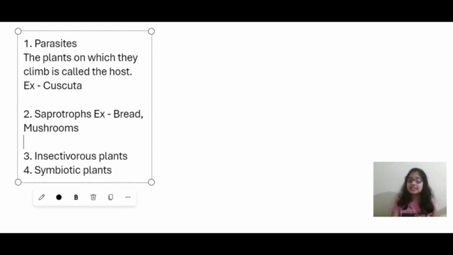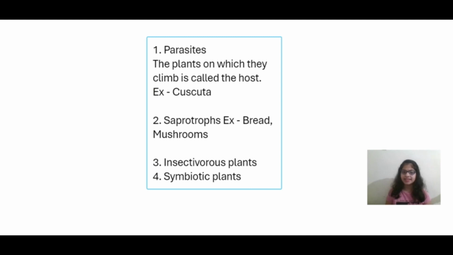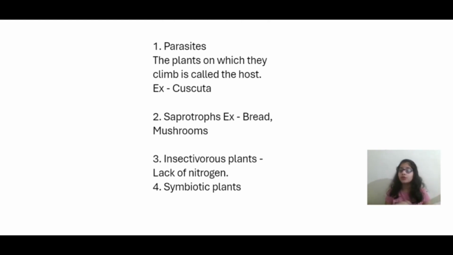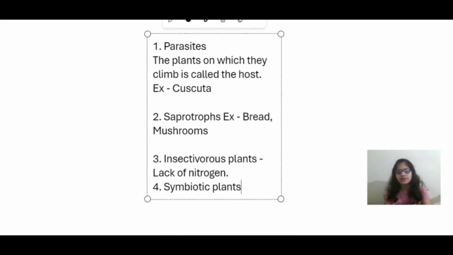Next, coming to insectivorous plants. The main thing that we have to know in insectivorous plants is that there is a lack of nitrogen. There is not much nitrogen, due to which they don't get sufficient nutrients. What is the main feature of insectivorous plants? Lack of nitrogen. And because of this lack of nitrogen, to fulfill their need for nitrogen, they eat insects. The main feature of insectivorous plants is that they eat insects.